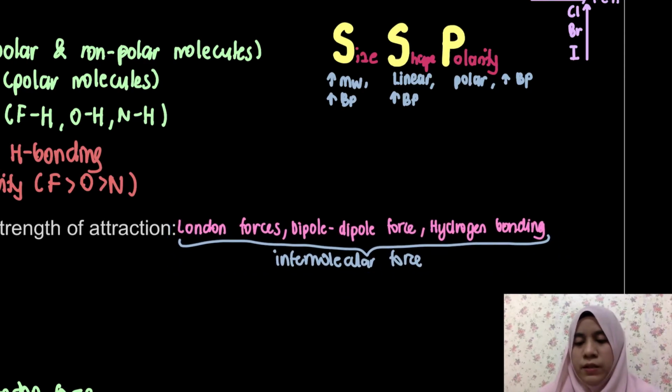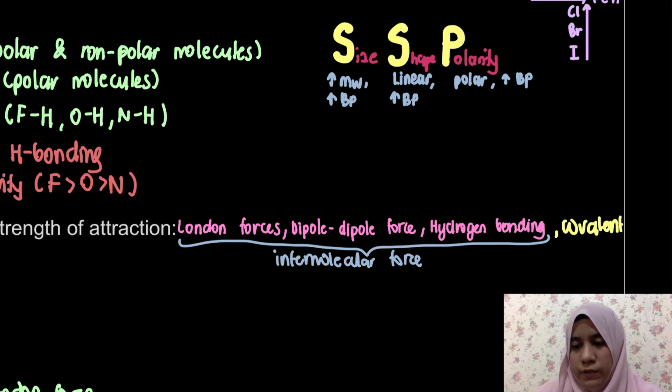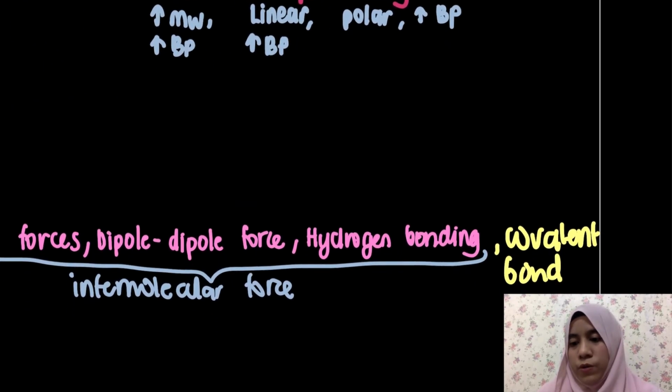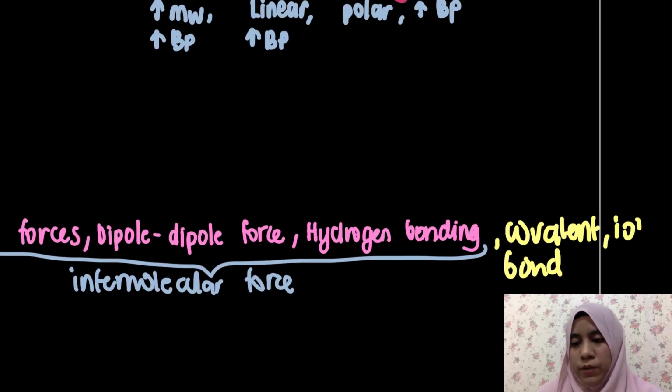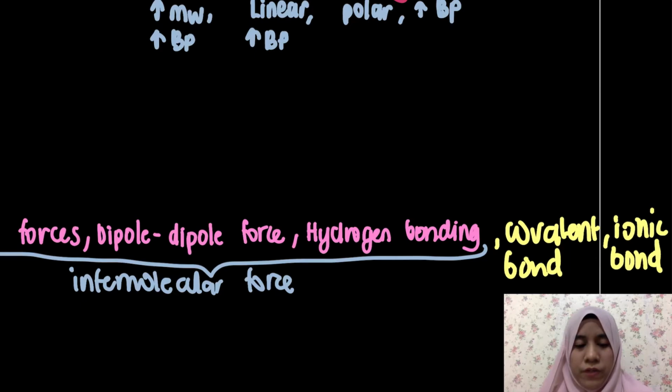So, actually, covalent bond is stronger than hydrogen bonding. Okay, but the strongest one is actually our ionic bond. Because in ionic bond there is a positive and negative charge, right? So, it has high electrostatic force of attraction. So, it has the highest strength of attraction.